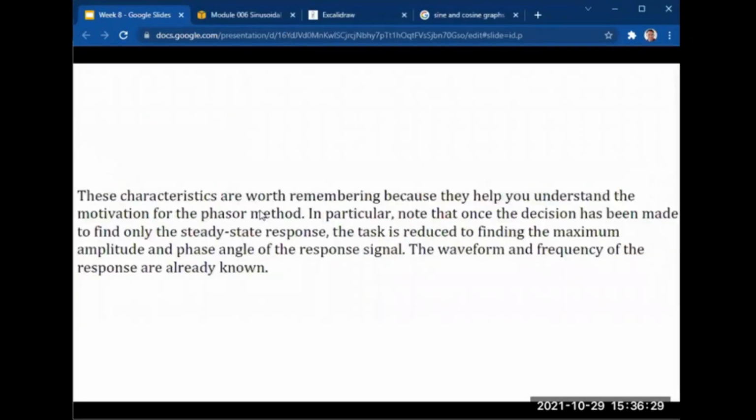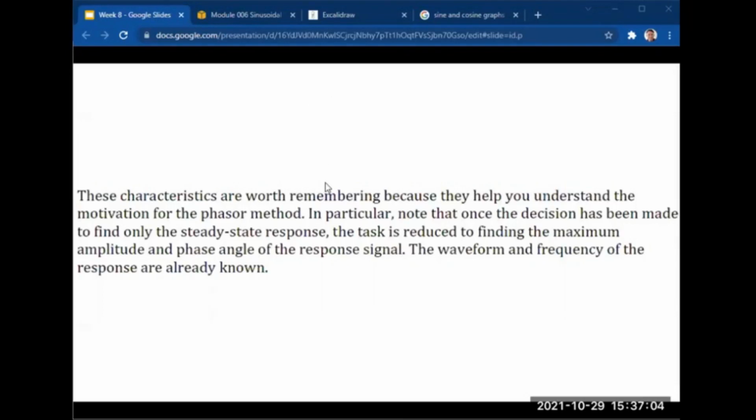These characteristics are worth remembering because they help you understand the motivation for the phasor method. So in particular, note that once the decision has been made to find only the steady state response, the task is reduced to finding the maximum amplitude and phase angle of the response signal. So the waveform and frequency of the response is already known. What it's trying to say is that since it is already established, let's go back to our previous slide.